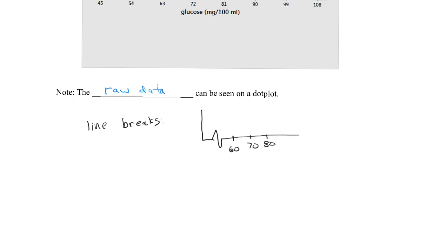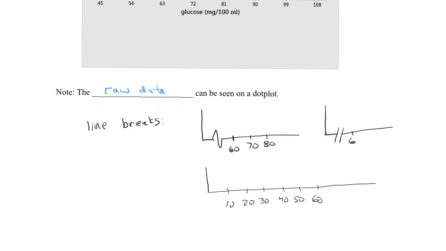So let's say your smallest data point is 62. You don't really want to start going 10, 20, 30, 40, 50, 60. And then you have all this space here that's just wasted. So this line break just means there's part of the number line missing. So that's the way that our book typically does it. Another way you'll see them done is something like this, where you have a line like this, and then it continues on. Same thing. It means the same thing. It just means part of the number line is missing here.